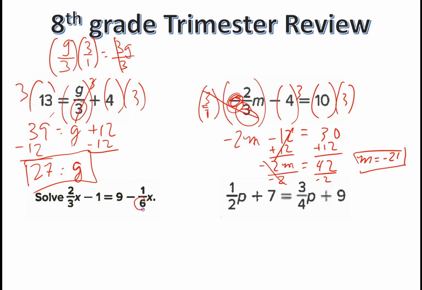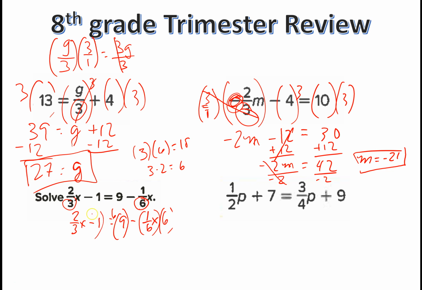All right, so I have a 6 and a 3. Now, I could say 3 times 6 and give me 18. That's really a big number. But we also know that 3 times 2 is equal to 6. So really, I could just use 6. So I hope I have enough room here. So 2/3 x minus 1 equals 9 minus 1 divided by 6x. Multiply that by 6. Let's write inside more room.